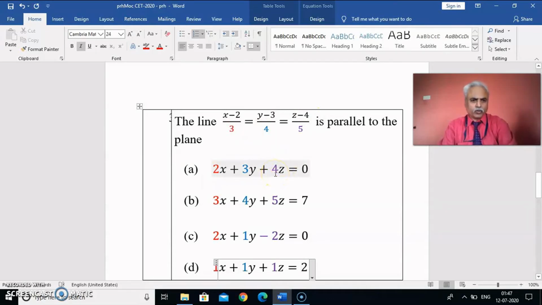This sum should be 0. But the hint is, this has all positive coefficients and this has all positive coefficients. So that product cannot be 0. The product cannot be 0 here, and cannot be 0 here also.